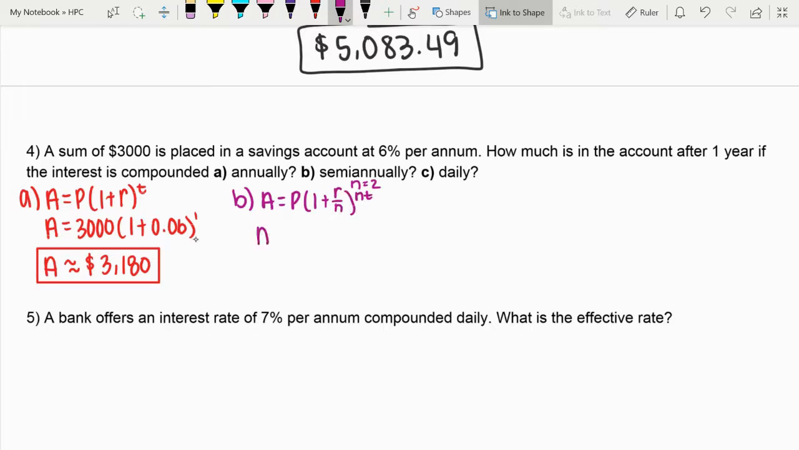Okay, so we're solving for our ending balance. Our principal again is $3,000. 1 plus the rate of 0.06 divided by 2 raised to 2 times 1, since we're talking about 1 year. So if you type that all into your calculator, you end up with the ending amount being approximately $3,182.70.